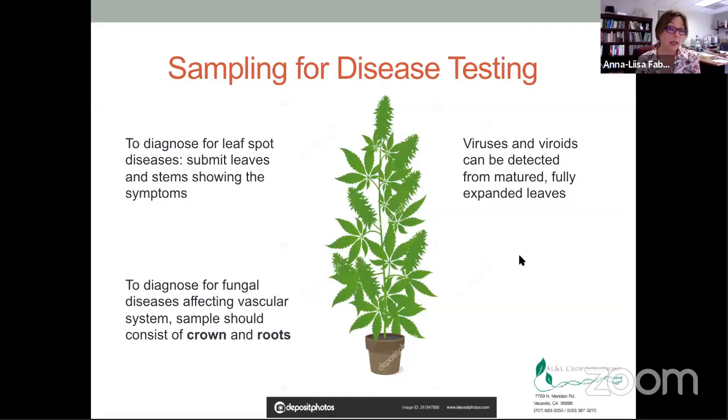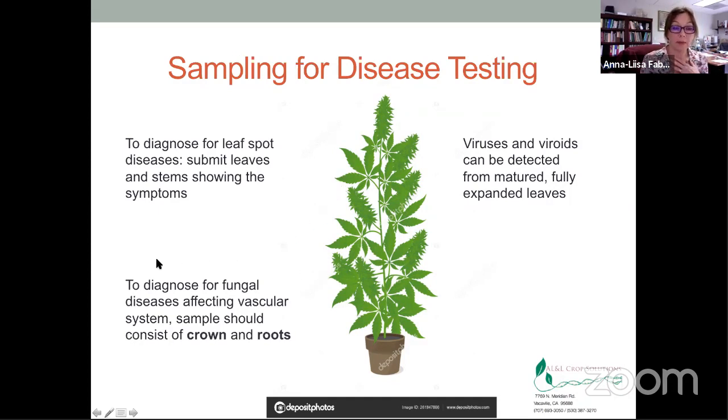Then about the disease testing, the sampling is really, really important. This is the very last slide of mine here. How do we get a good diagnosis on the plants? Of course, it makes sense that if you see leaf spots or yellowing on the leaves, you should submit the leaves and stems showing those symptoms. Most commonly, if bacteria or fungi are causing those symptoms, leaf spots, we can grow them out from those parts of the plant. Therefore, I can say that if we isolated Alternaria from that leaf spot, it's Alternaria leaf spot.